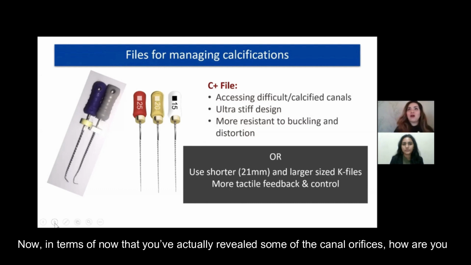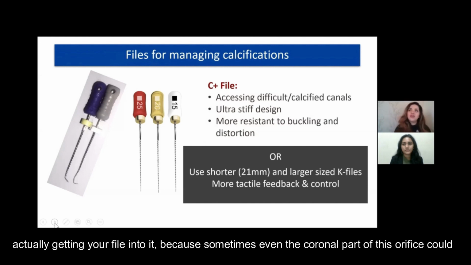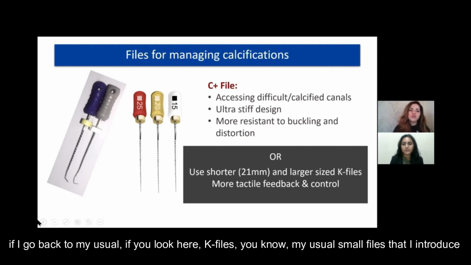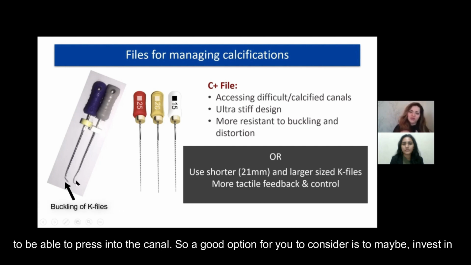Now that you've actually revealed some of the canal orifices, how are you actually getting your file into it? Because sometimes even the coronal part of this orifice could have still some remaining calcific material blocking them off a little bit. So I have found that if I go back to my usual K files, my usual small files that I introduced initially into the root canal, you will find that they will start to buckle. They've not got that rigidity to be able to press into a canal.